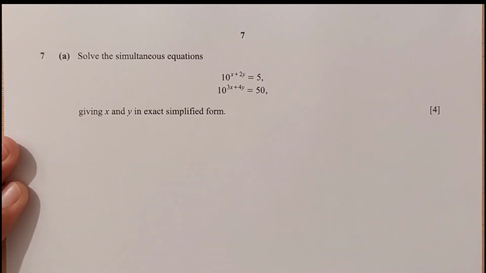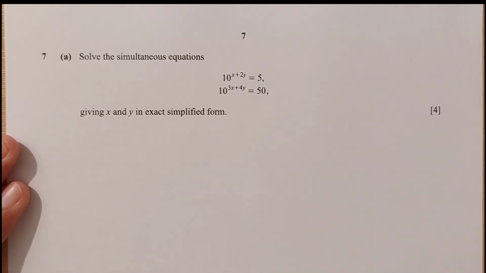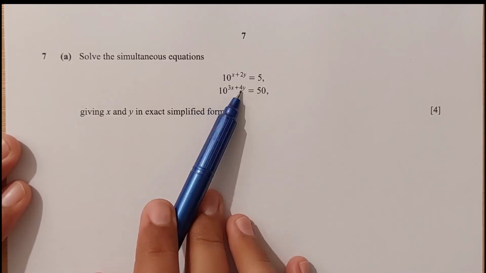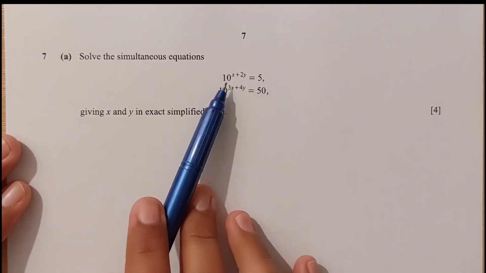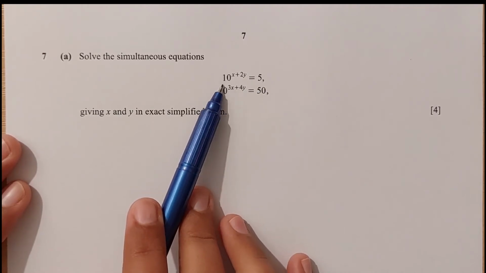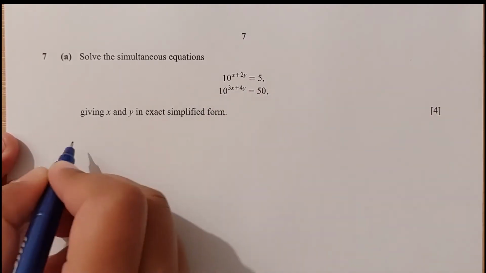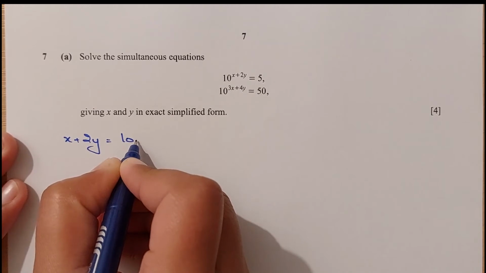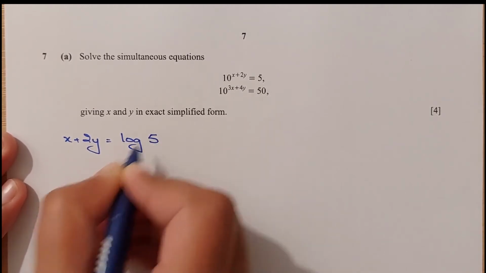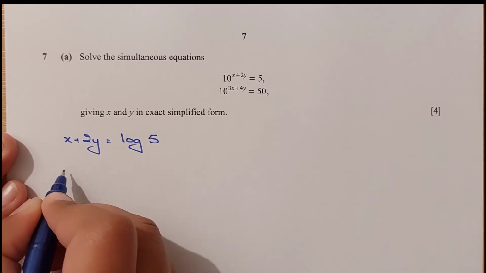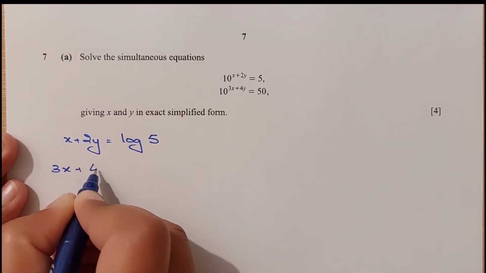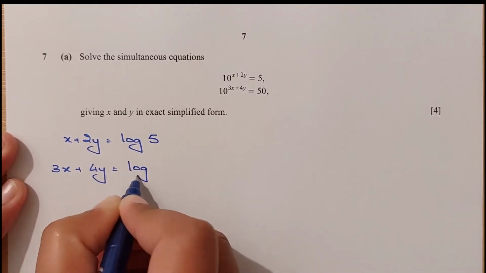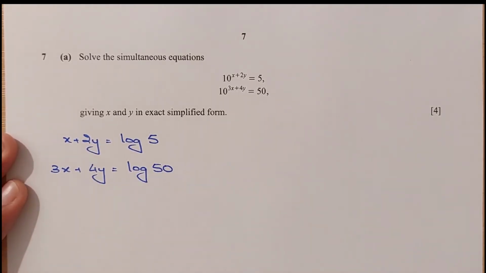Question number 7 in part A, solve the simultaneous equations giving x and y in exact simplified form. Okay, so we have 10 exponent this and 10 exponent this. So we can convert the exponential form into logarithmic form with the base 10. So for the first equation, we have x plus 2y equals log base 10 5, right? And from the second equation, we will get 3x plus 4y equals log base 10 50, right? Okay, now let me solve the values for x and y.